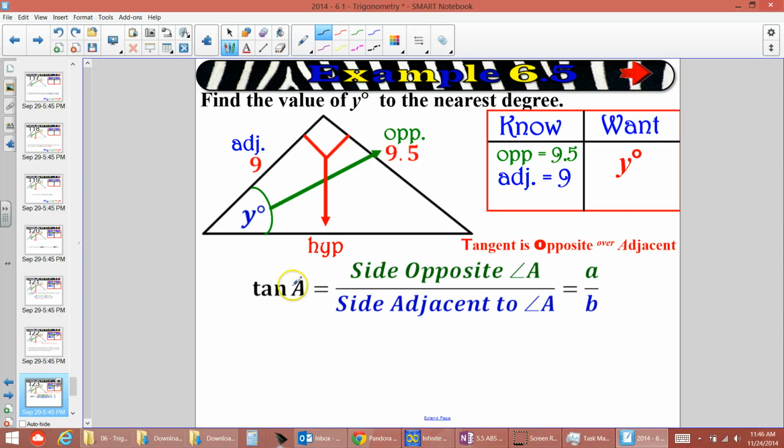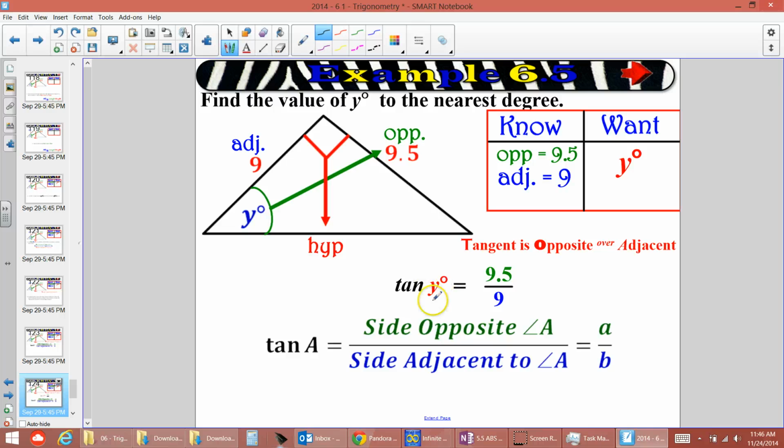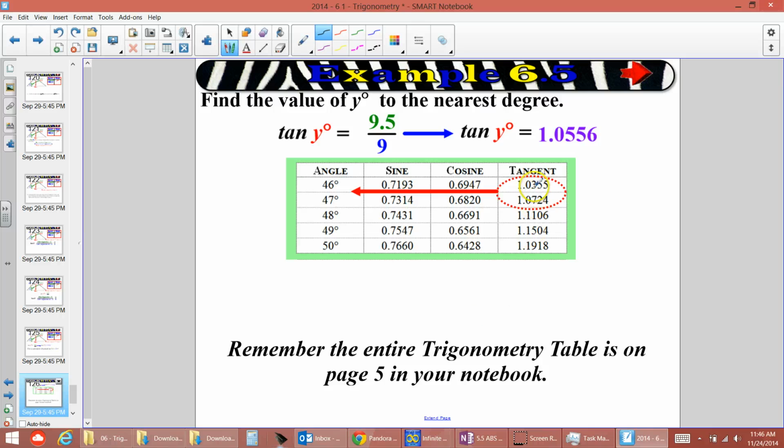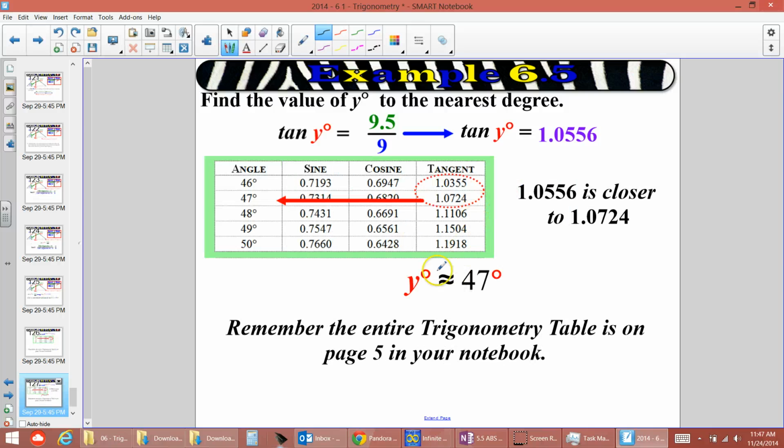So we're going to plug everything where it goes. Tangent of y is equal to 9.5 over 9. Now, 9.5 over 9, if we did the actual division, it would be 1.0556. So I go find my trig ratio, I find tangent of these two, and it looks like it's closer to 47 than it is to 46. So my actual angle for y would be 47 degrees. Now again, you could do 46.5, but we're not going to get that technical, okay? Just figure out which one is closest, and that's your angle.